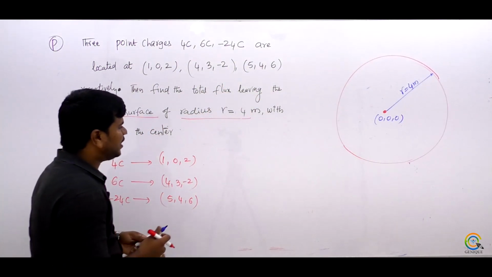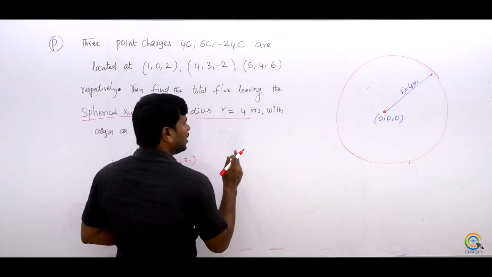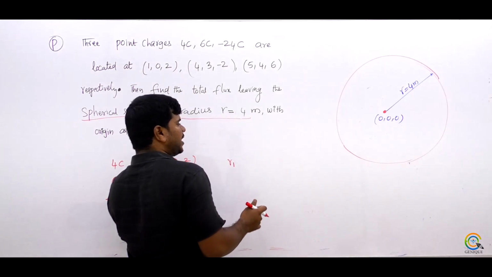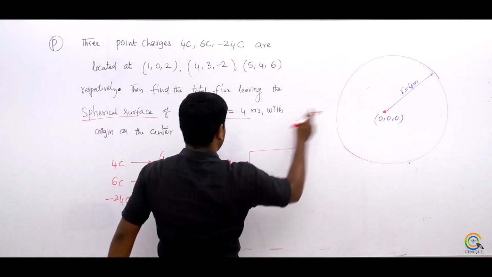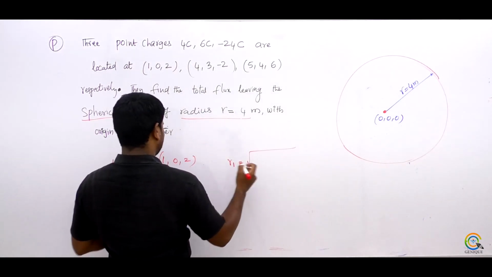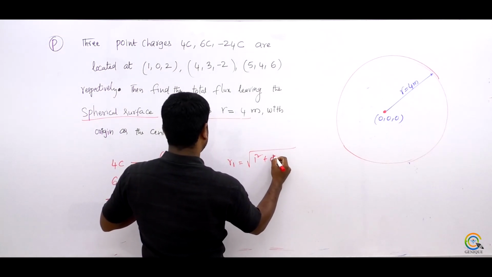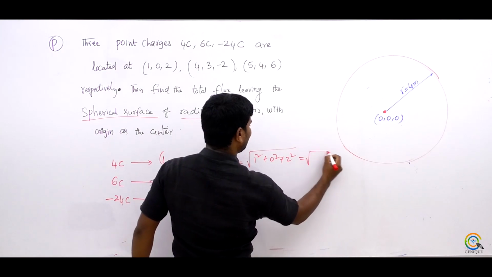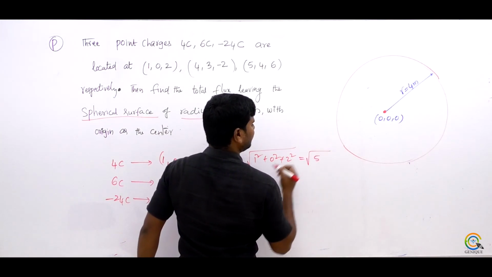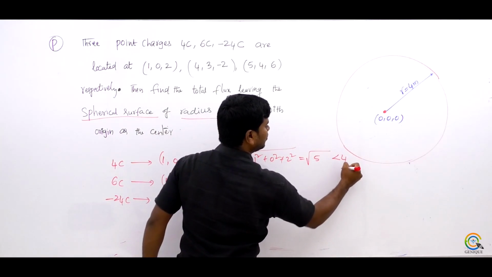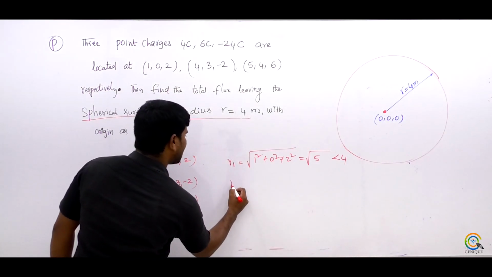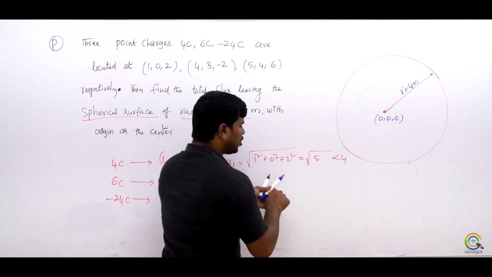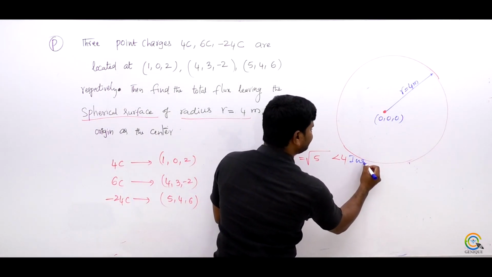What we have to find is R1, the distance from here to here. The distance from here to here is this minus this, which will be 2 square plus 0 square plus 2 square. This will be root 5. Root 5 is less than 4. Now what is R2? R2 is from here to here. Less than 4 means it is inside.